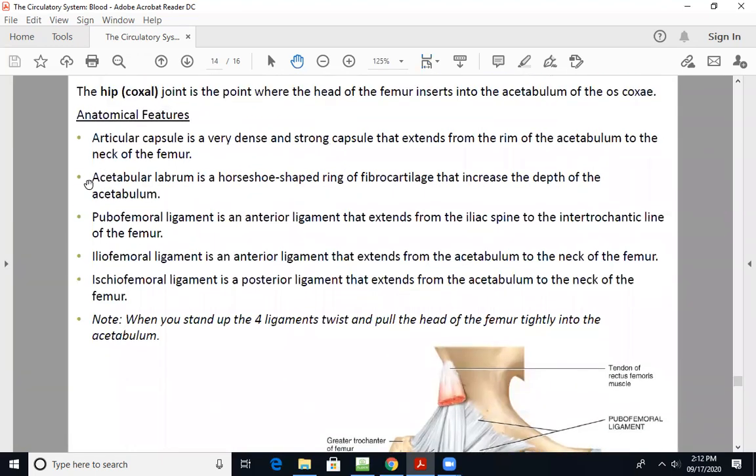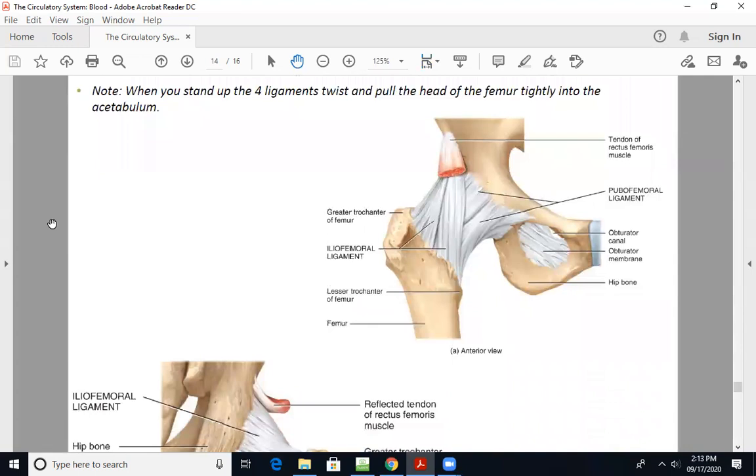What you will also not have to worry about is the labrum inside of that acetabulum. This is a horseshoe-shaped ring of fibrocartilage increasing the rate and depth of the acetabulum. Can't see it because we have the femur inserted into that acetabulum.